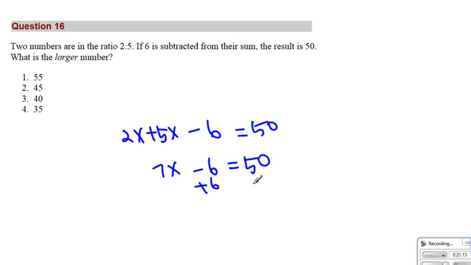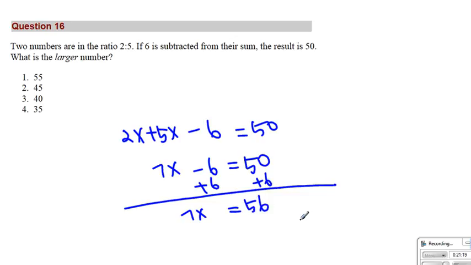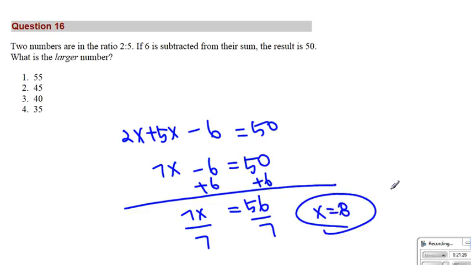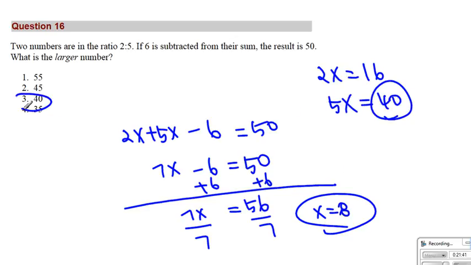Now, when we add 6 on each side, we'll end up getting 7x, which is equal to 56. Now, divide by 7, then x must be equal to 8. Now, here then 2x becomes 2 times 8, which is 16. 5x becomes 5 times 8, becomes 40. Therefore, our larger number is 40.